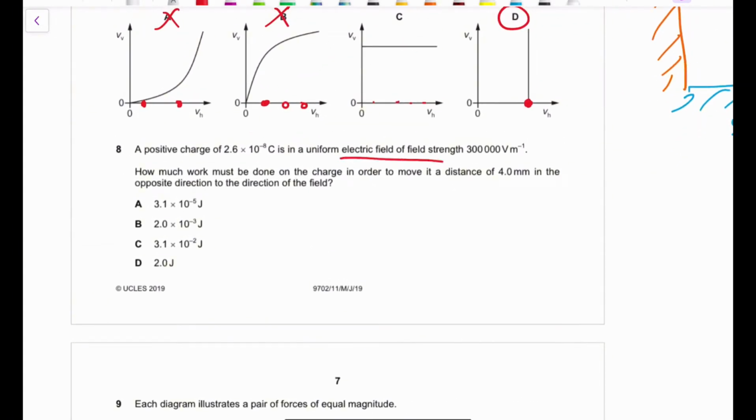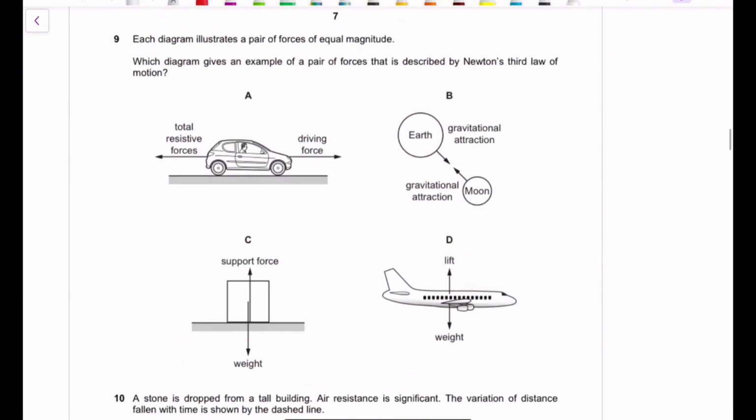Move on to question 8. Okay, it talks of electric fields. We don't quite cover electric fields in our syllabus, so we won't be answering question 8. We can move on to question 9.